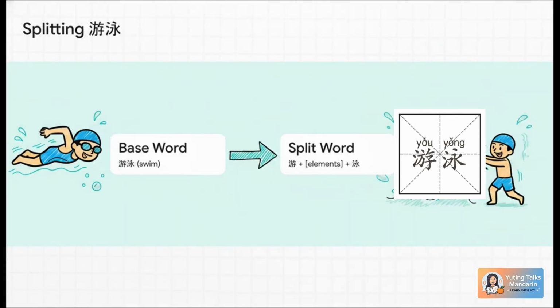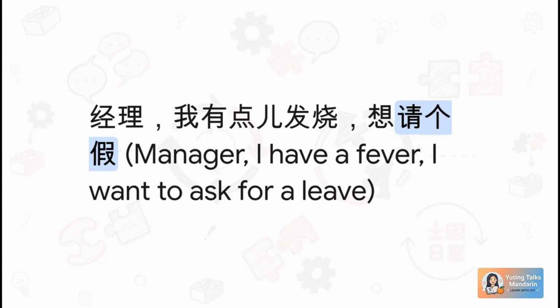Take the word for swimming, yóuyǒng. Right. When it splits, it becomes yóu plus whatever other elements you want to add, and it finishes with yǒng. You literally pry the word open to stuff extra information inside, so it goes from yóuyǒng to yóu something something yǒng.